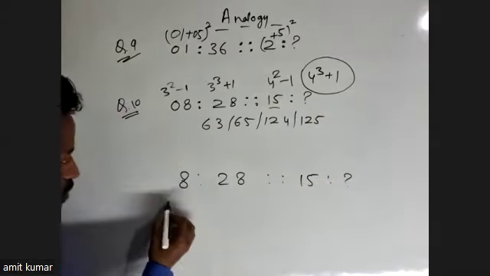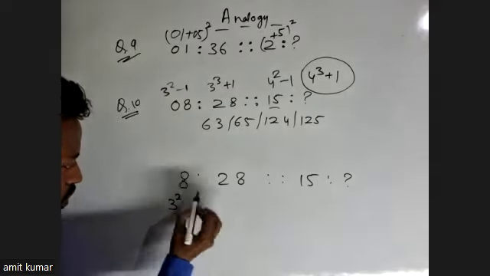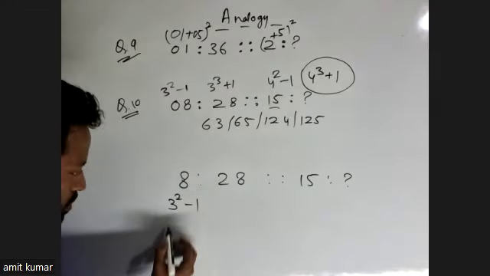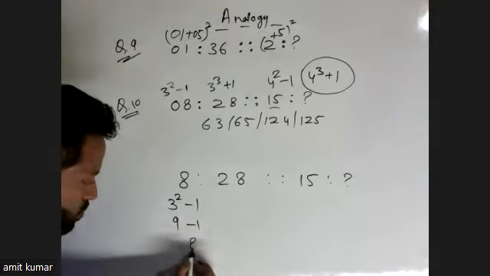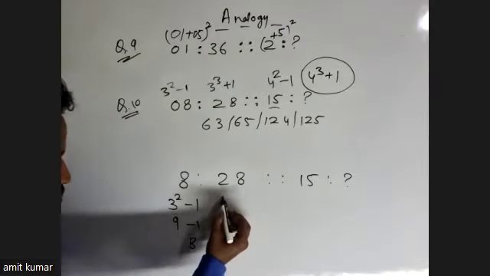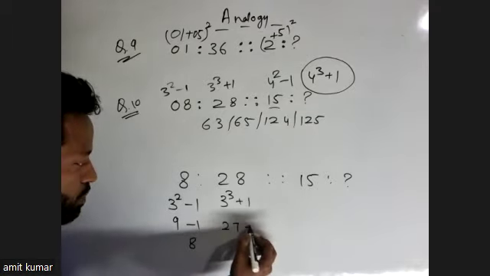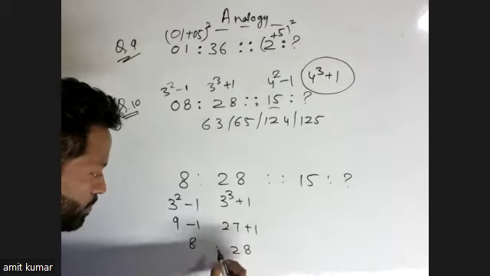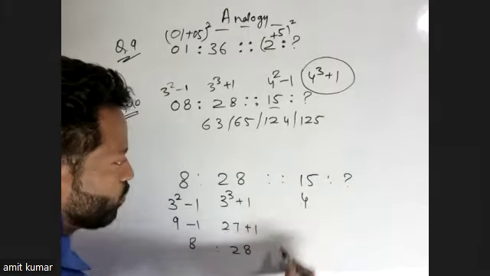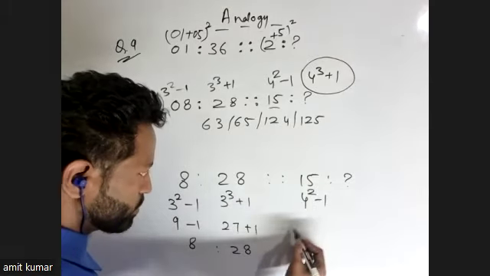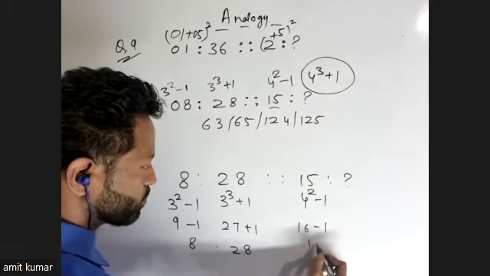Now, 8 is related to, wow, 3 square minus 1. 3 square is nothing but 9 minus 1, that is 8. Now, 3 cube plus 1 means 27 plus 1, 28. Now, next is 4 square minus 1, which means 16 minus 1, that is 15.